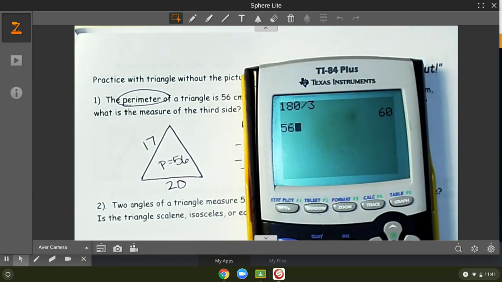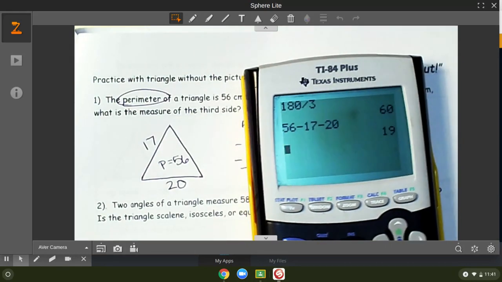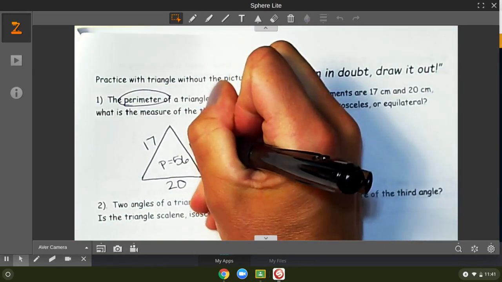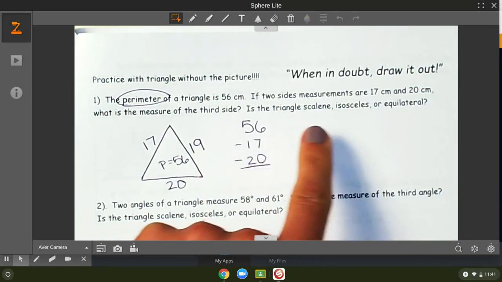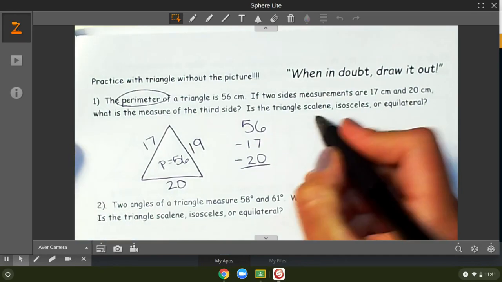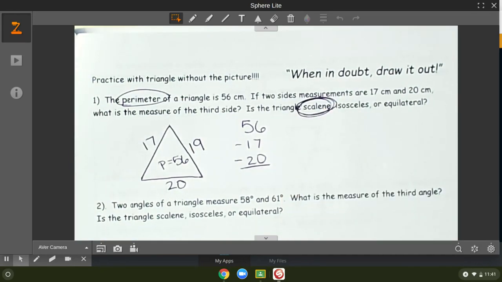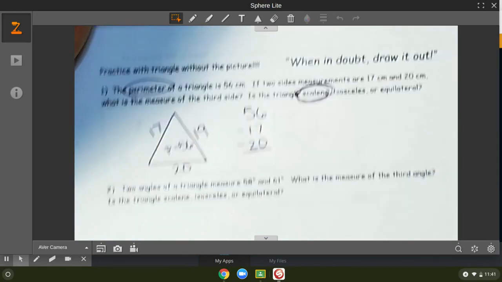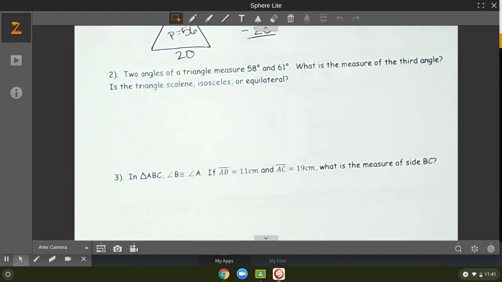So 56 minus 17 minus 20, and we're going to get 19. So our third side is 19. So is the triangle scalene, isosceles, or equilateral? Well, none of the sides are equal, which means it is scalene. All right, next up, number 2.